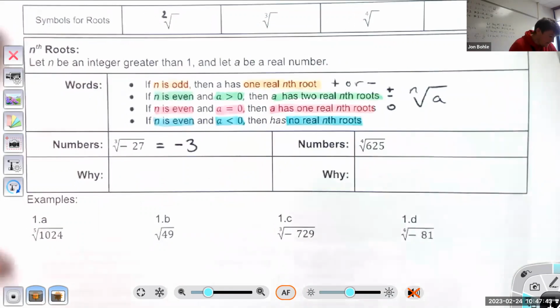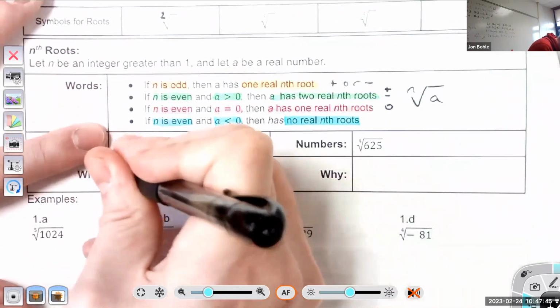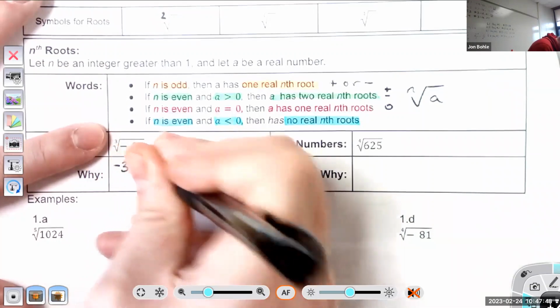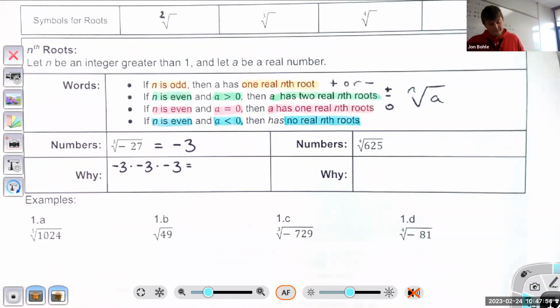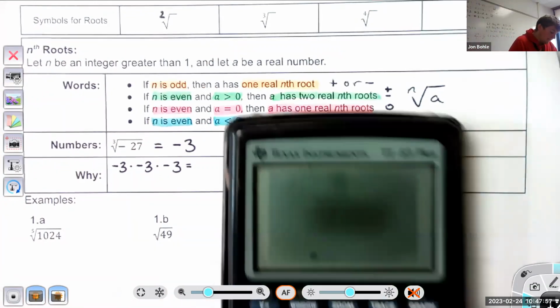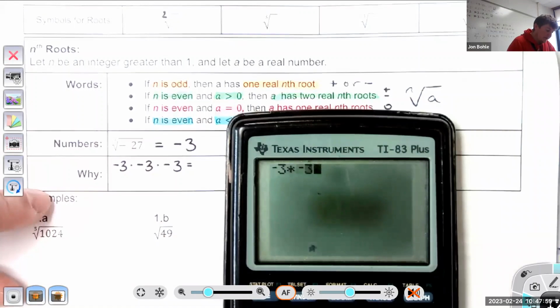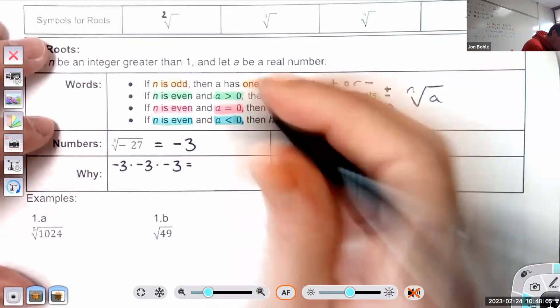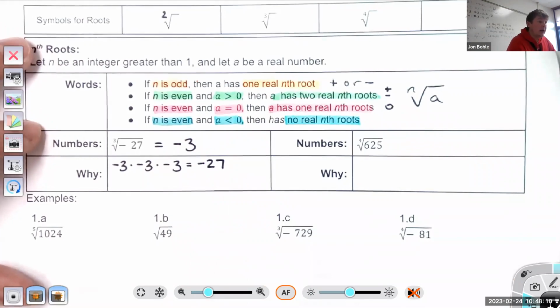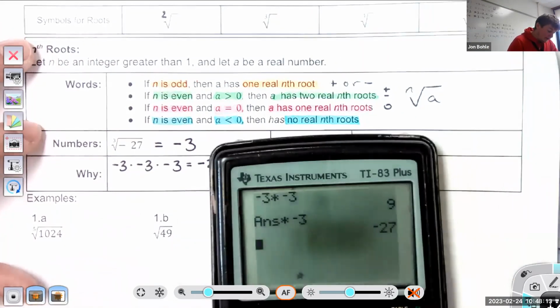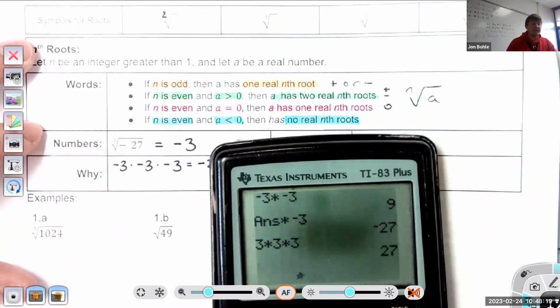Well, why does this work? Pretty easy. Because negative 3 times negative 3 times negative 3: negative 3 times negative 3 is positive 9. Positive 9 times negative 3 is negative 27. So that's why that works. Why is it not positive 3? It's not positive 3 because 3 times 3 times 3 is positive 27. So that's why it's only negative 3 here. Does that make sense to everybody?